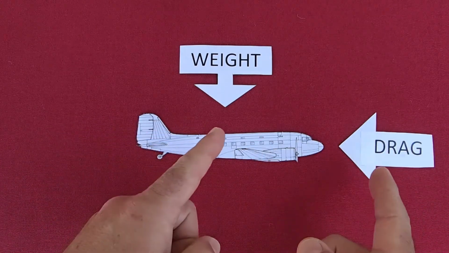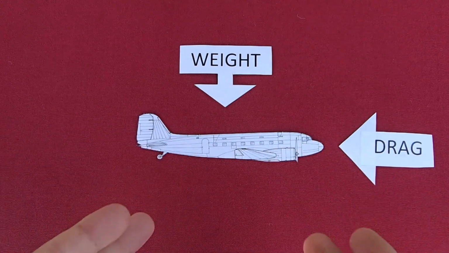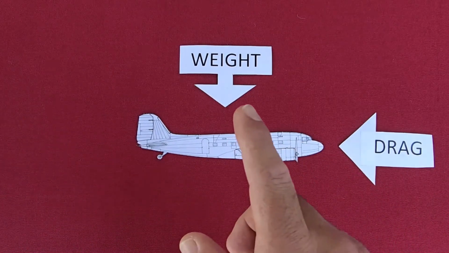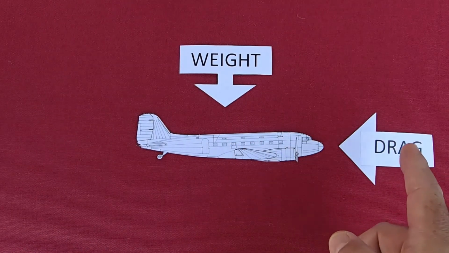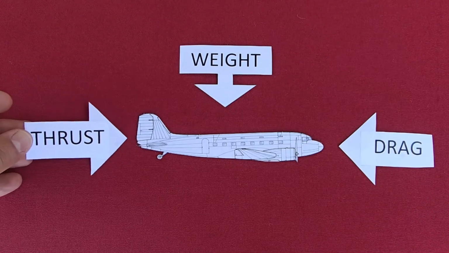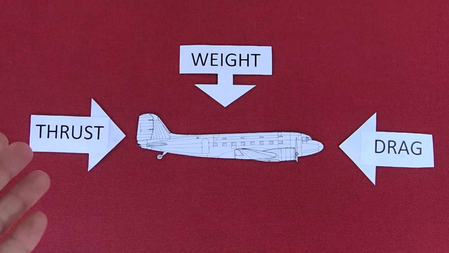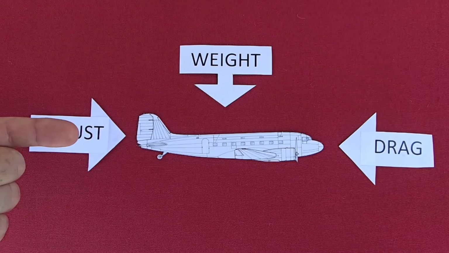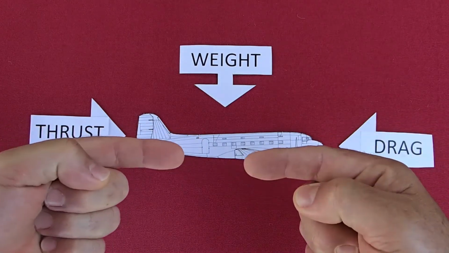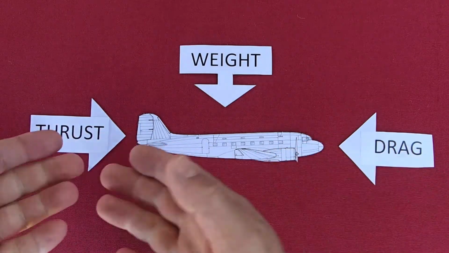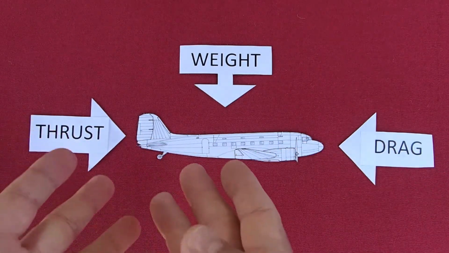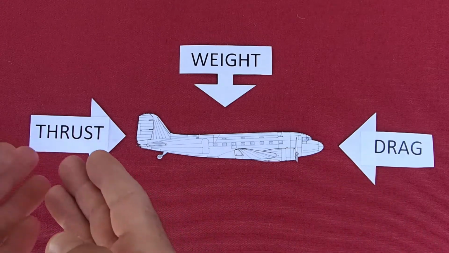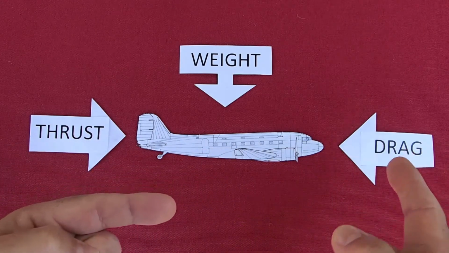Now, to counteract those two forces, you need to input some energy into this flying system. You have to counteract drag, and you do that by the force that we call thrust. Thrust directly opposes drag. This is the means that you input energy into the airplane, into this system, to make the plane fly. You need thrust to counteract drag.